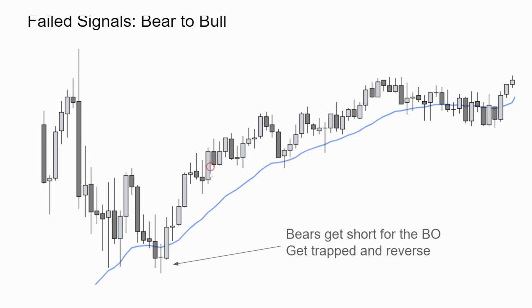Failed signals, bear to bull. So here we have the bear trend, leg 1, pull back, leg 2, pull back, leg 3. Bears may say this is a breakout below the EMA, however it's bad follow through, and this is a range bar. So this is where they would get trapped and the market reverses, testing the prior extreme.